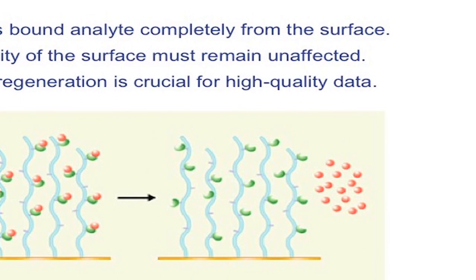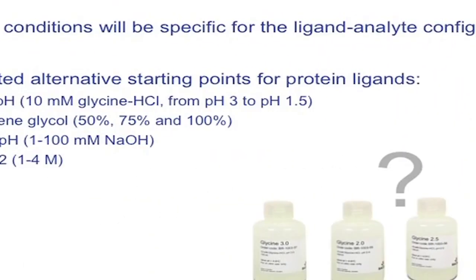Regeneration, as I just said, removes the bound analyte completely from the surface. The activity of the surface must remain unaffected after regeneration, and efficient regeneration is crucial for high quality data. We need to test the regeneration surface. We can do regeneration scouting before the start of an assay or while developing an assay, and then identify the appropriate regeneration conditions. Some very regular regeneration conditions are low pH, ethylene glycol, high pH, and magnesium chloride. Once we identify the proper regeneration solution, it's very important to check whether we are getting our reference surface and our active surface back after injecting it.